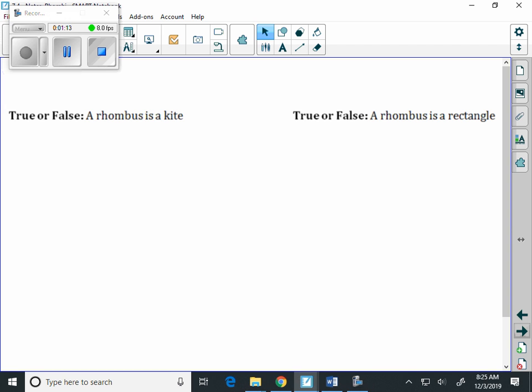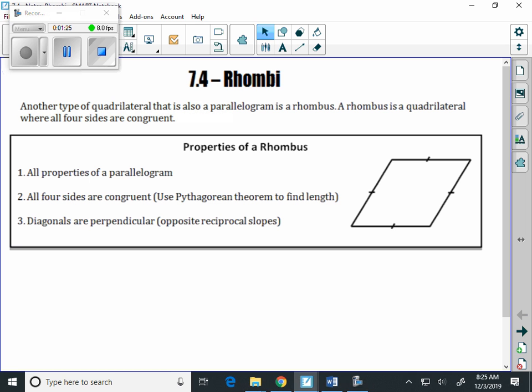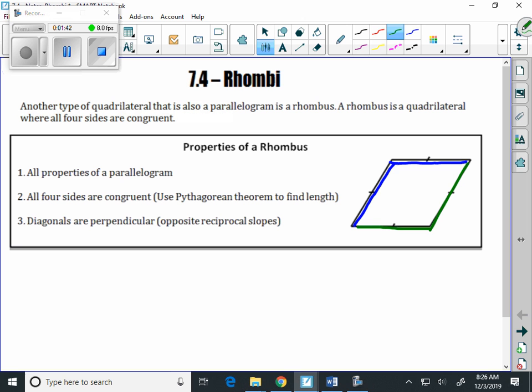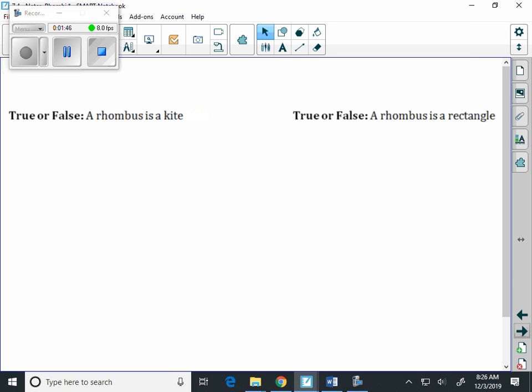But as we look at this, a rhombus is a kite. Let's think about it. A kite has adjacent sides that are congruent. So if we go back and look at this picture, this side and this side, those are adjacent sides. Are they congruent? This side and this side. For the video purposes, I did this side and this side. Are they congruent? Yes. And then I said this side and this side. Are they congruent? Yes. So we can say that a rhombus is a kite. That's true.